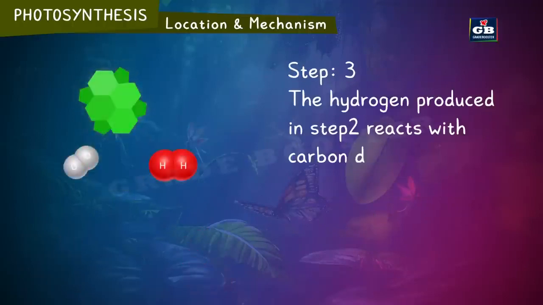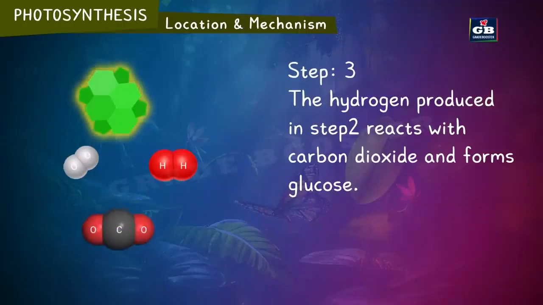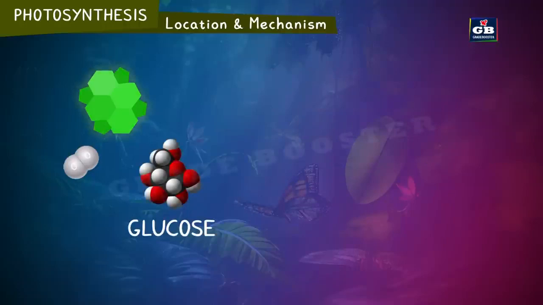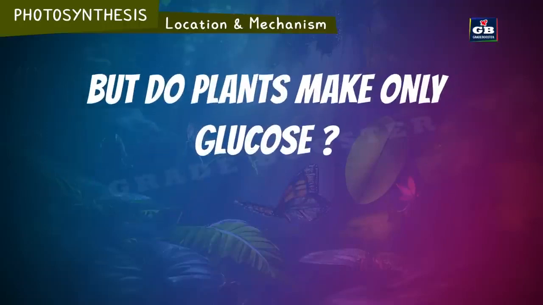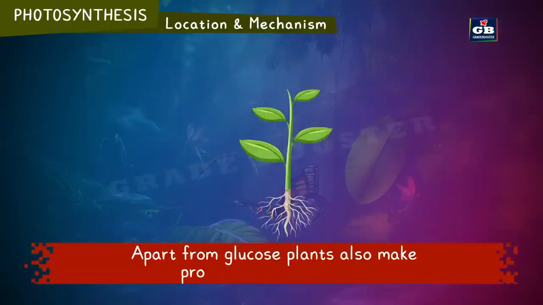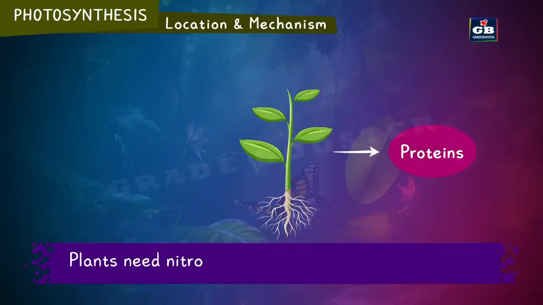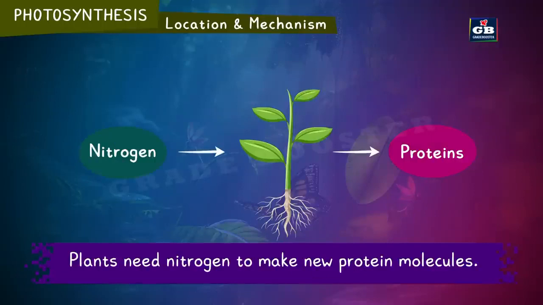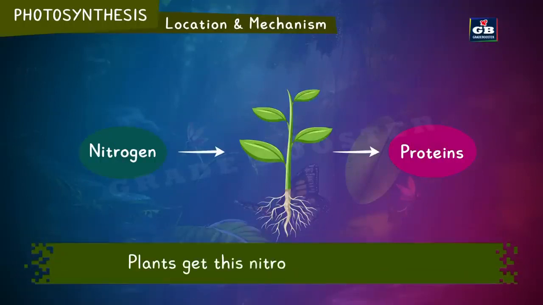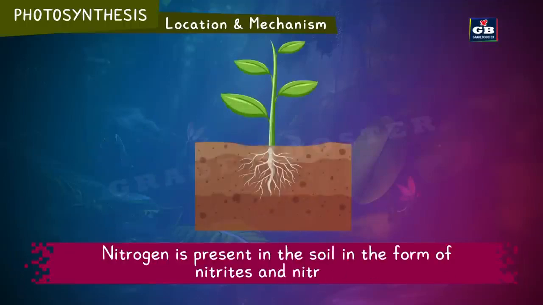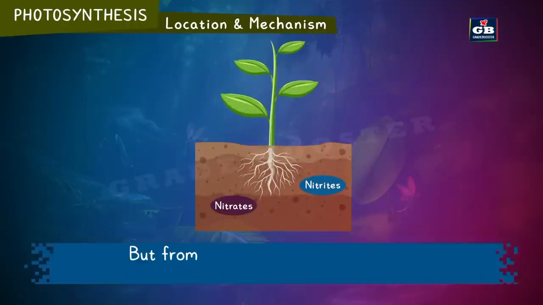Step 3. The hydrogen produced in step 2 reacts with carbon dioxide and forms glucose. This is how glucose is made by the plants. But do plants make only glucose in their bodies? No. Apart from glucose, plants also make proteins in their bodies. Plants need nitrogen to make new protein molecules. Plants get this nitrogen from the soil. Nitrogen is present in the soil in the form of nitrites and nitrates.